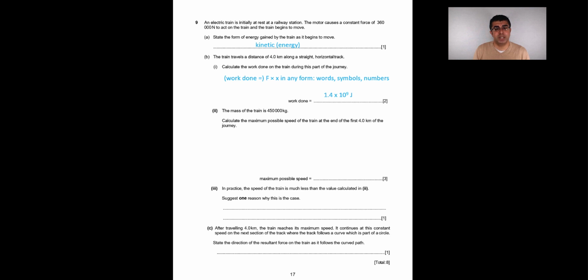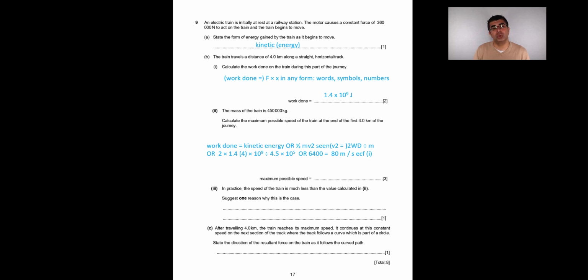The mass of the train is 450,000 kilograms. Calculate the maximum possible speed of the train at the end of the 4 kilometers of the journey. Again, what you're doing here is you know what the work done is. It's 1.4 times 10 to the 9. So the energy that we've figured out with the work done is equal to kinetic energy. So the work done in this case is a half mv squared.